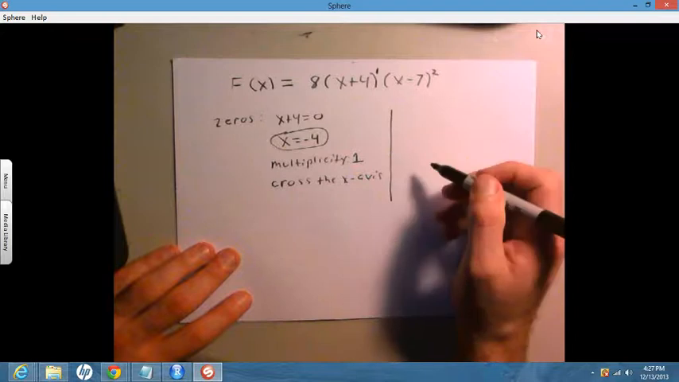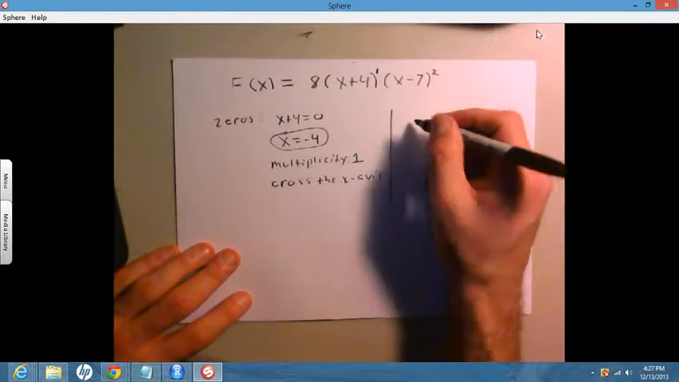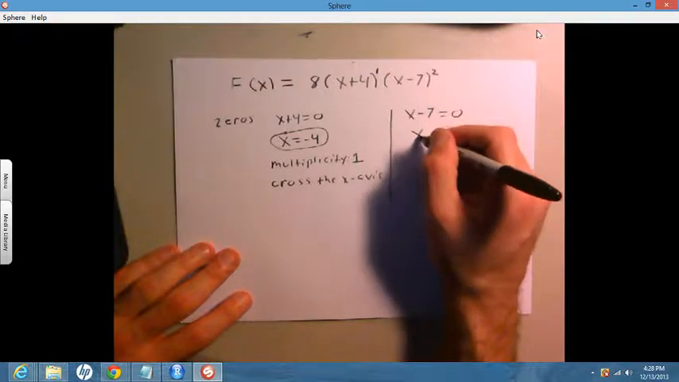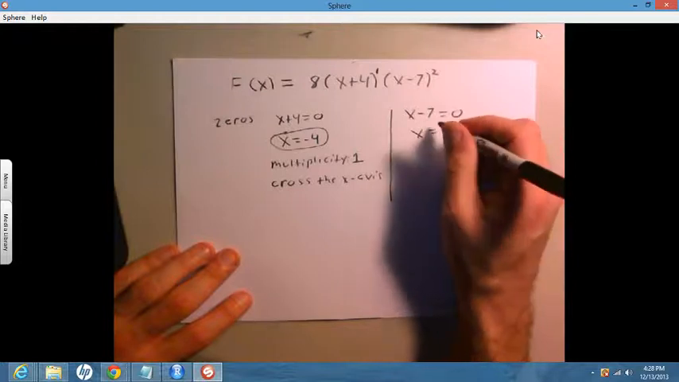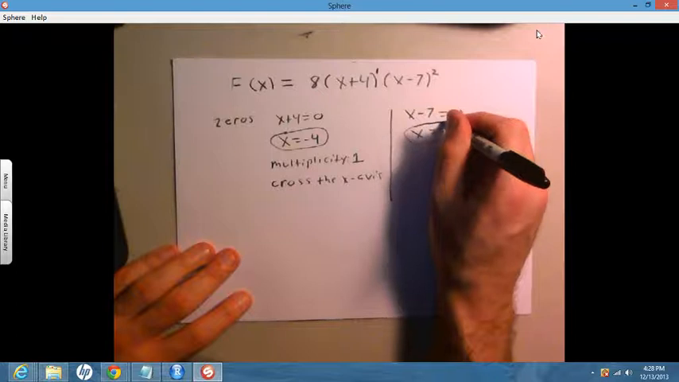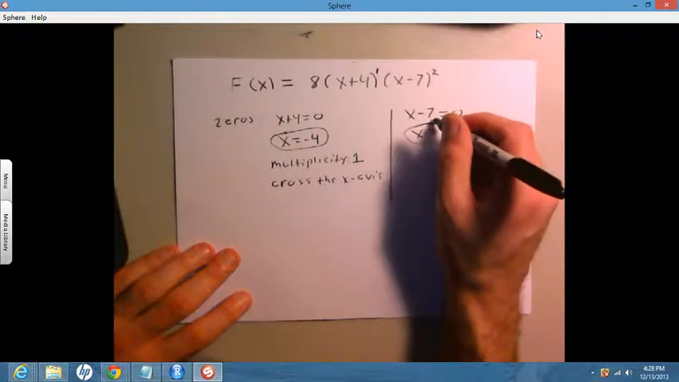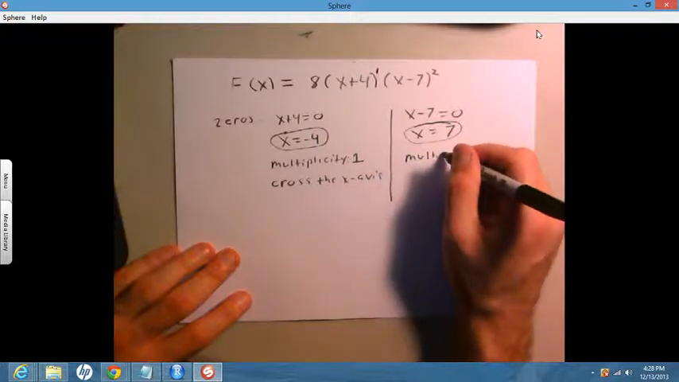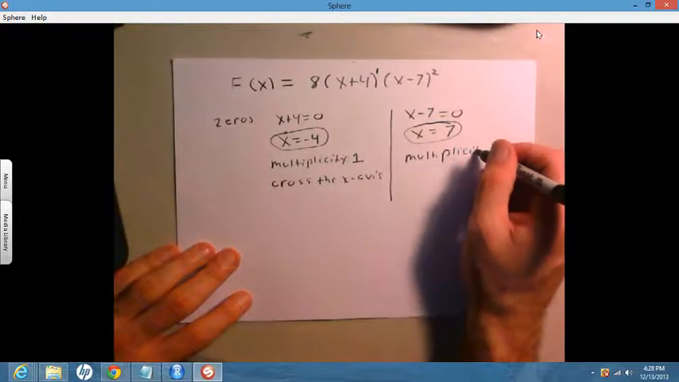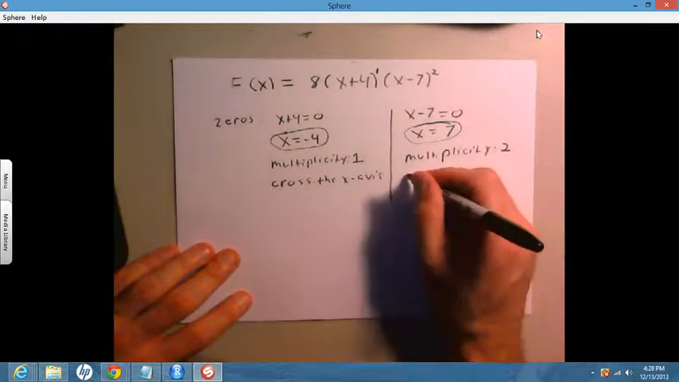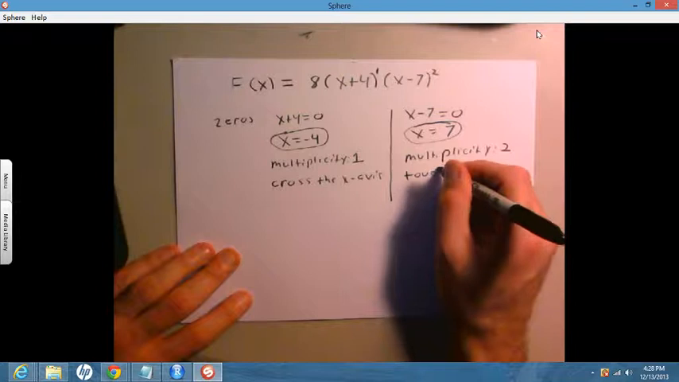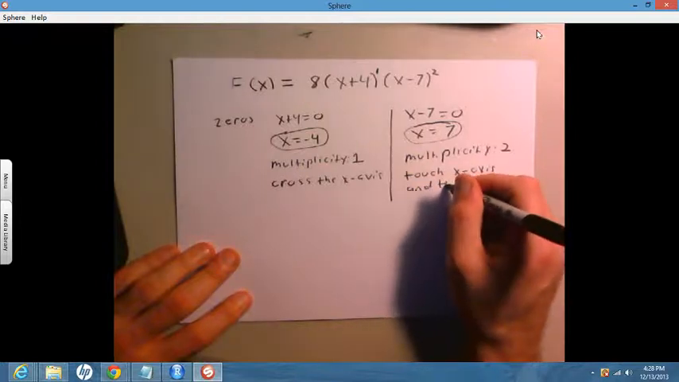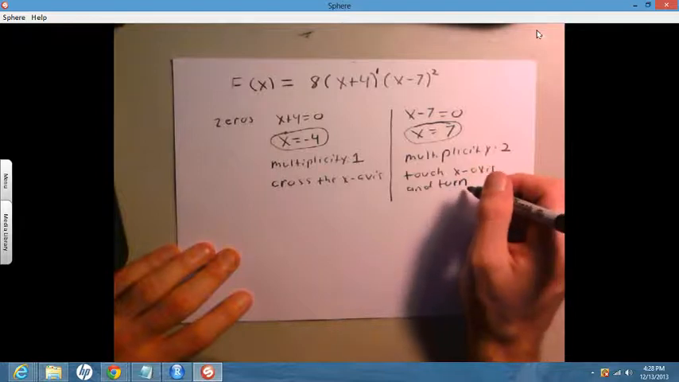Now, for my other factor, I have x minus 7. So I'm going to say x minus 7 is equal to 0, and solve for x. I'm going to have x is equal to 7. Now, this is my 0 right here. And to see the multiplicity, well, 7 is associated with the factor x minus 7, which occurs a total of 2 times. So the multiplicity is 2. And that means it's going to touch the x-axis and turn around, because it's an even multiplicity.